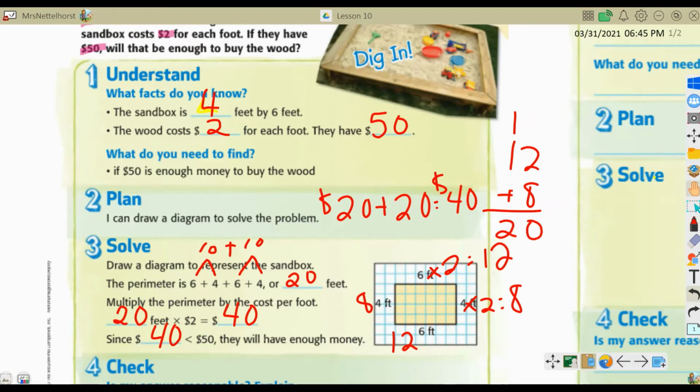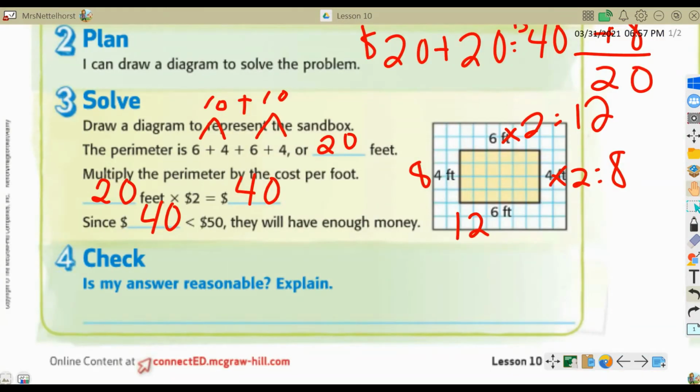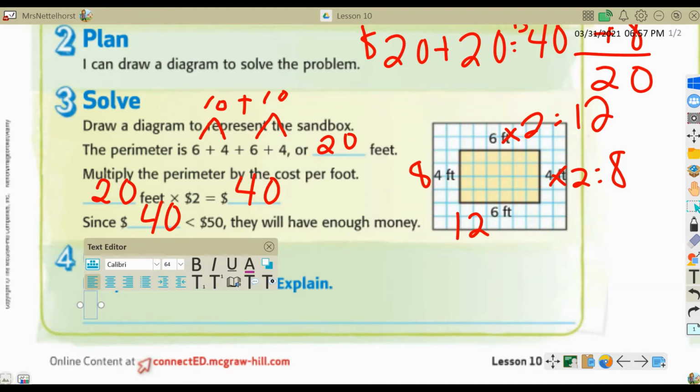So let me scroll here. What's going on? Okay, my screen is frozen. Great. So I think I solved the problem with the screen. So the question is, is my answer reasonable? And we're going to say yes. And the reason is we came up with the same answer twice. There we go, finally.